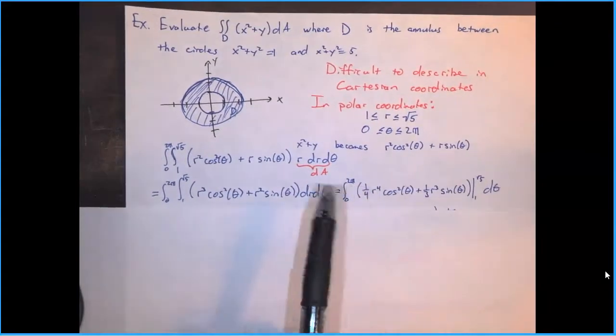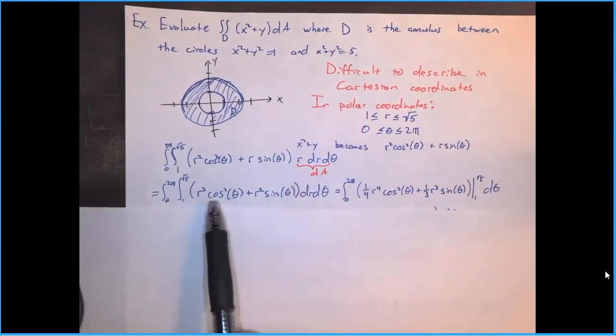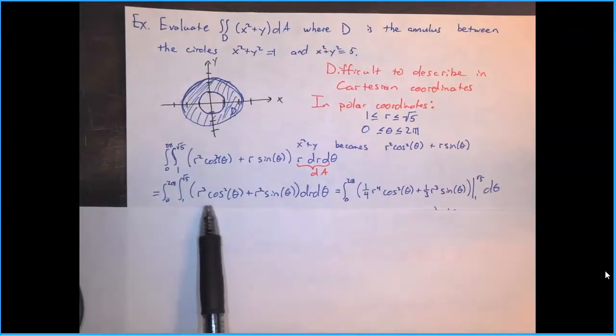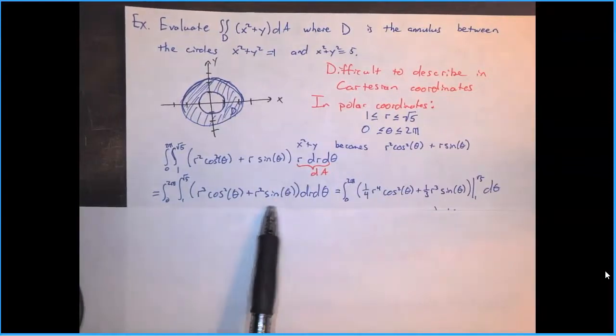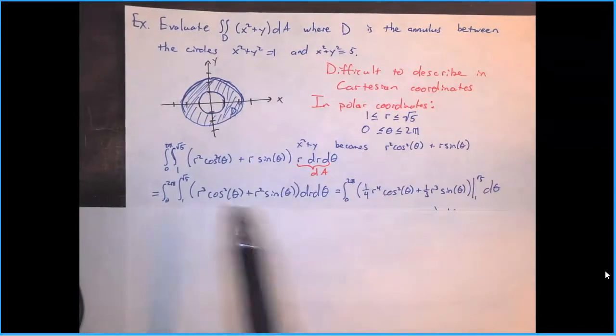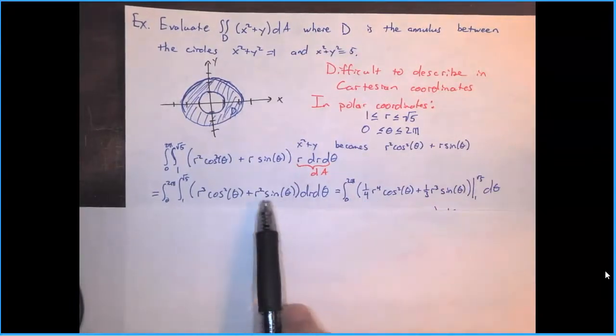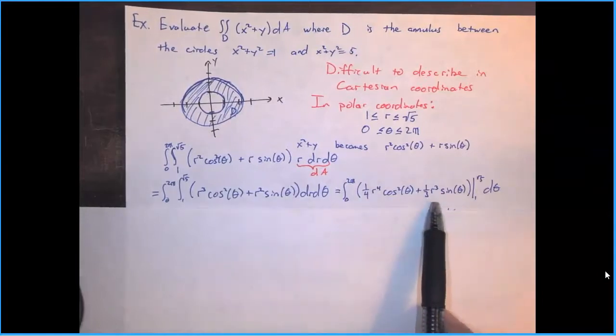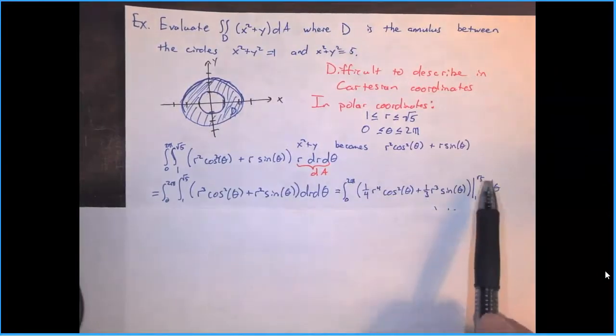First, let me distribute this r so I can look at what I'm really integrating. If I distribute this r, I get r cubed cosine squared theta plus r squared sine theta. And now I'm going to integrate with respect to r first. So I integrate r cubed to get 1/4 r to the 4th. I integrate r squared to get 1/3 r cubed. And I'm evaluating from 1 to square root of 5.